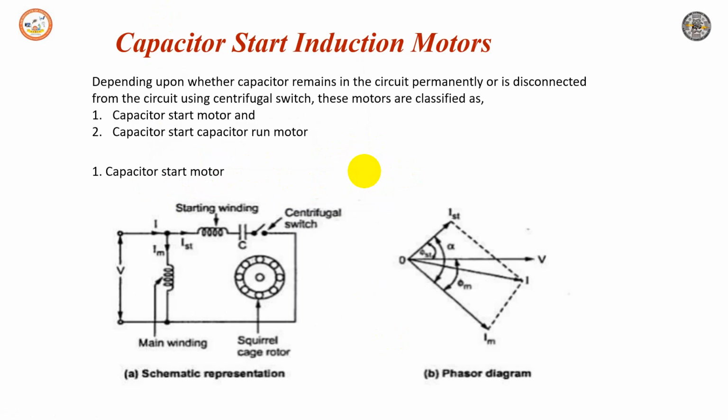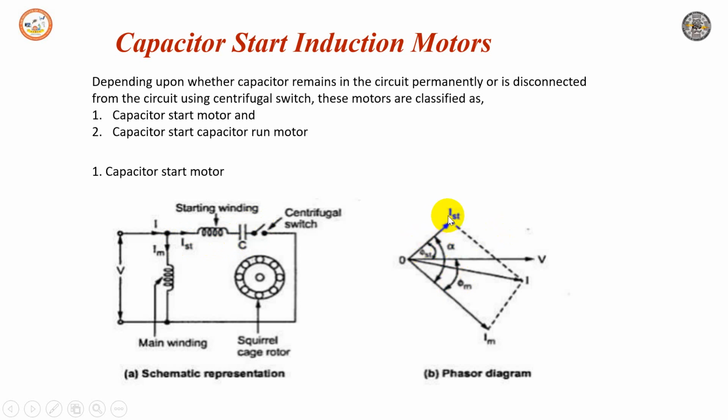Coming to the capacitor start induction motor, depending on whether the capacitor remains in the circuit permanently or is disconnected, you can have the capacitor start and capacitor run motor. The construction of this motor is similar to the resistance split phase type. The difference is that in series with the auxiliary winding, we have a capacitor connected. The capacitive circuit will draw the leading current. This feature is used in this type to increase the split phase angle alpha.